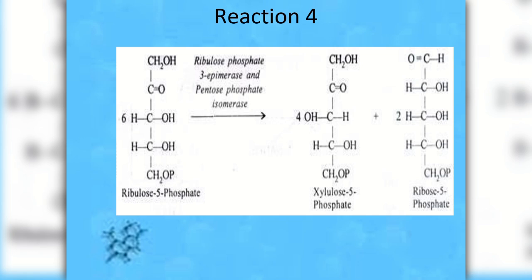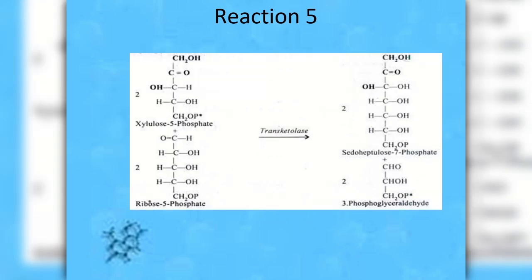ribose 5-phosphate in the presence of ribulose phosphate 3-epimerase and pentose phosphate isomerase respectively. Reaction 5. 2 molecules of xylulose 5-phosphate and 2 molecules of ribose 5-phosphate combine in the presence of transketolase to form 2 molecules of pseudoheptulose 7-phosphate and 2 molecules of 3-phosphoglyceraldehyde.